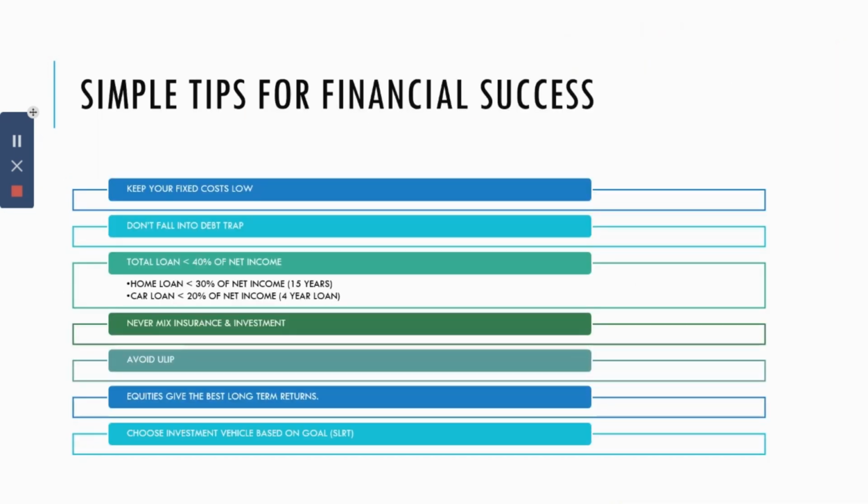Now, just simple tips. So obviously, keep your fixed cost low, right? For example, home loan, home EMI, is a fixed cost. Keep it low, so that in case there is a downturn or something, you have room to maneuver. Don't fall into a debt trap.